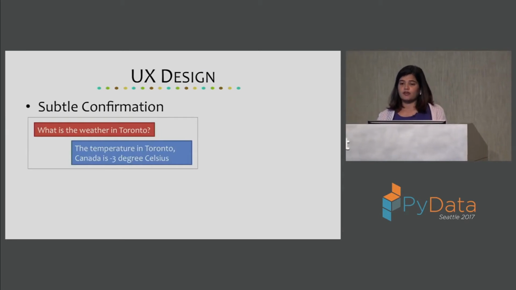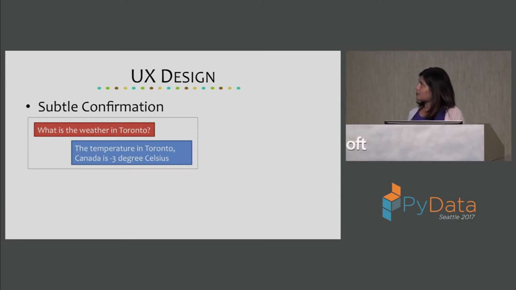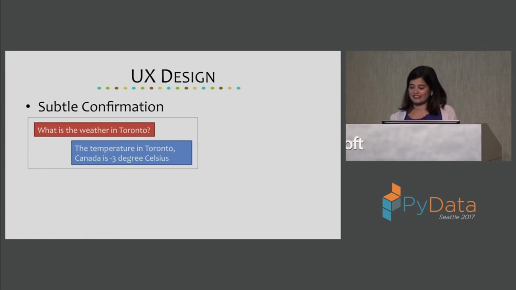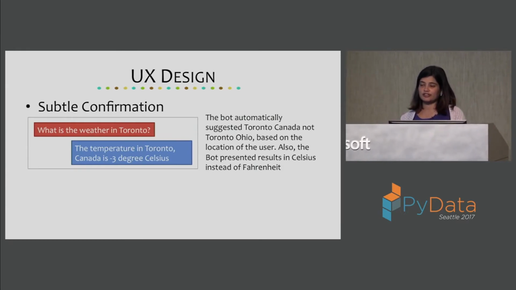UX design. So here's an example of subtle confirmation. If somebody asks, what's the weather in Toronto? The temperature in Toronto, Canada is minus 3 degrees Celsius. The interesting thing is it did not look at Toronto, Ohio. It looked at Toronto, Canada. It changed the temperature from degrees Fahrenheit to degrees centigrade. And it confirmed that I'm telling you the temperature for Toronto, Canada.